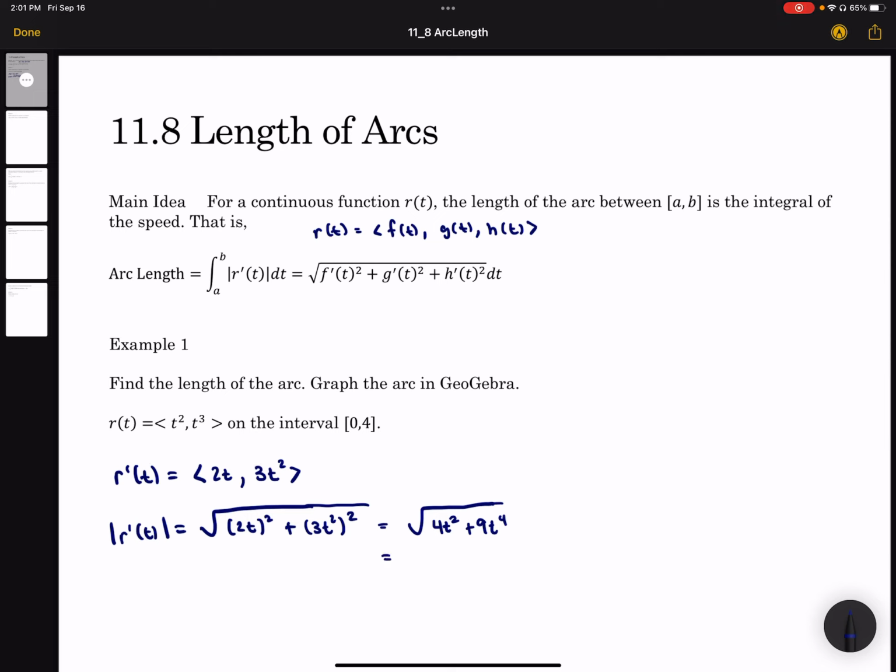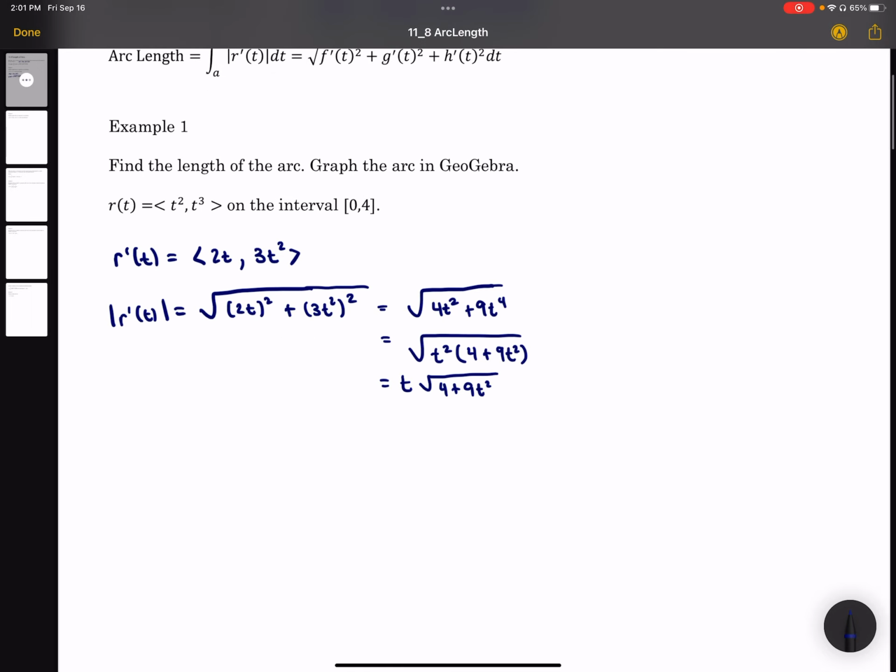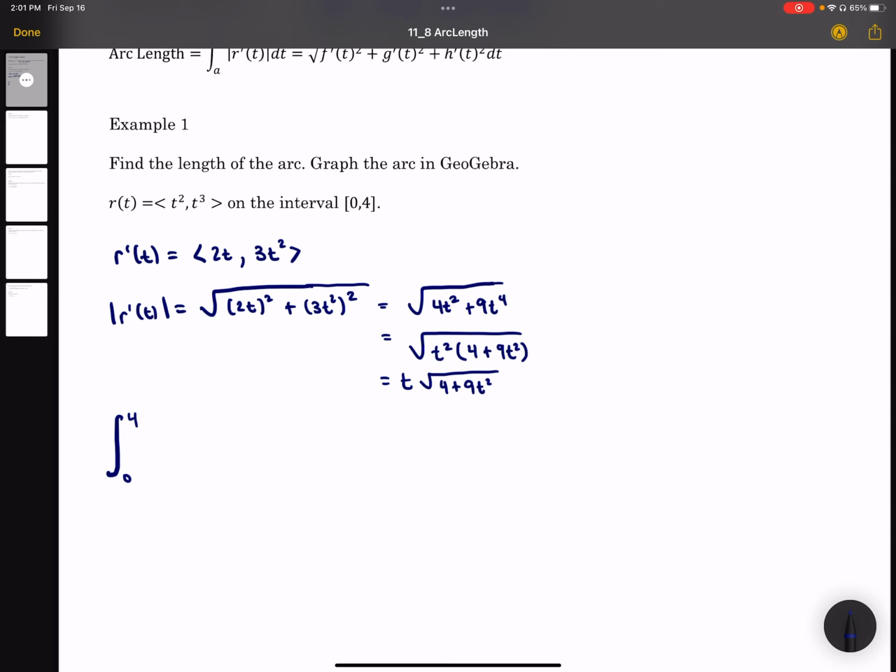And from there, we can actually factor out a t squared. So we get t squared times (4 plus 9t squared). And the square root of t squared is going to allow us to take a t out. So we get t times the square root of 4 plus 9t squared. And we want to find this length on the interval 0 to 4. So we have this integral from 0 to 4, and our speed simplified to be t times, and with the square root we're going to rewrite 4 plus 9t squared to be (4 plus 9t squared) to the 1/2 power dt.